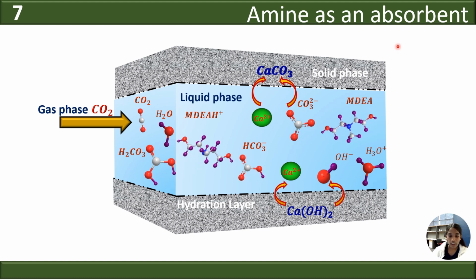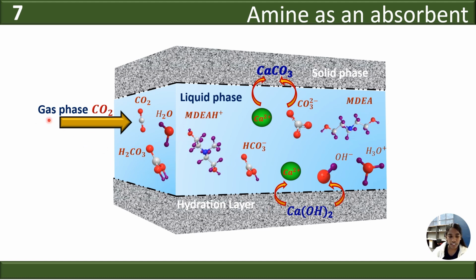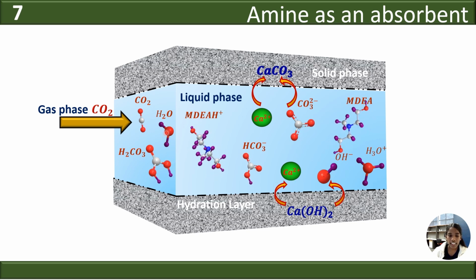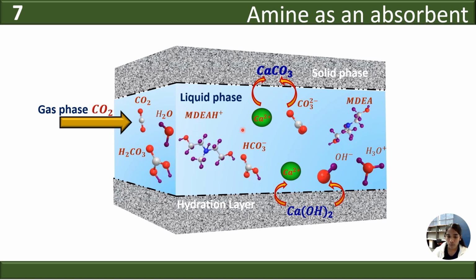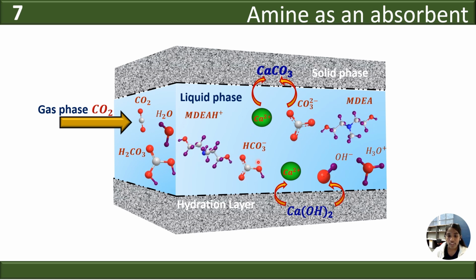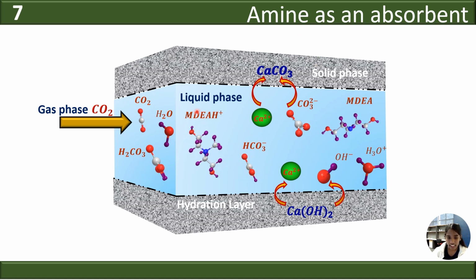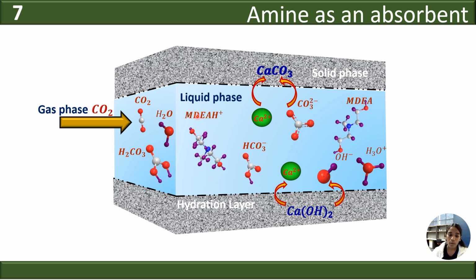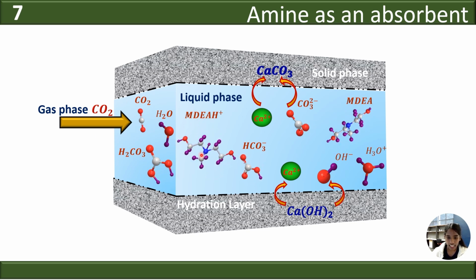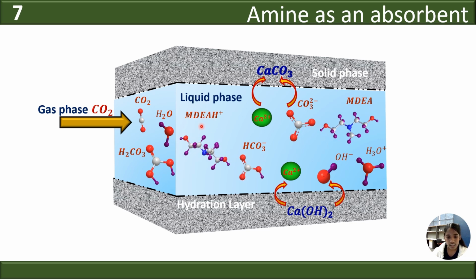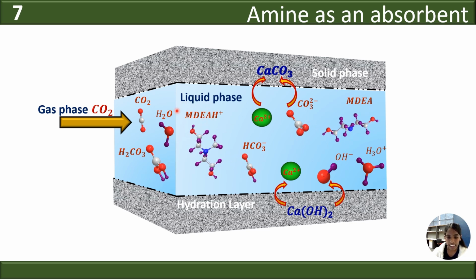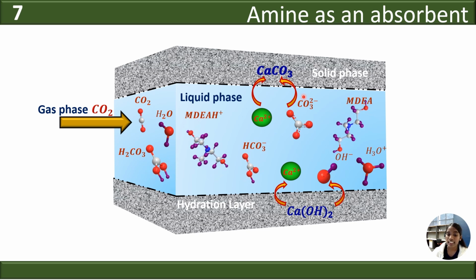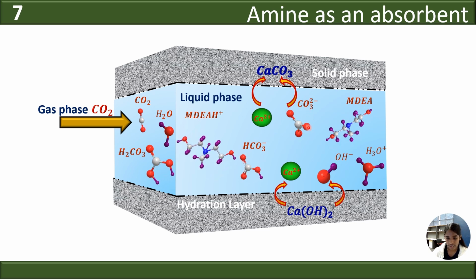In the normal cement-based material, carbon dioxide diffuses into the cement-based material and reacts with water and forms bicarbonic acid. Then what will happen if we add the amine? Let's say this MDA is one kind of amine. If we put the amine into the cement-based material, as this is a basic solvent, it will act as a proton acceptor and enhance the bicarbonate formation and hence carbonate ions.